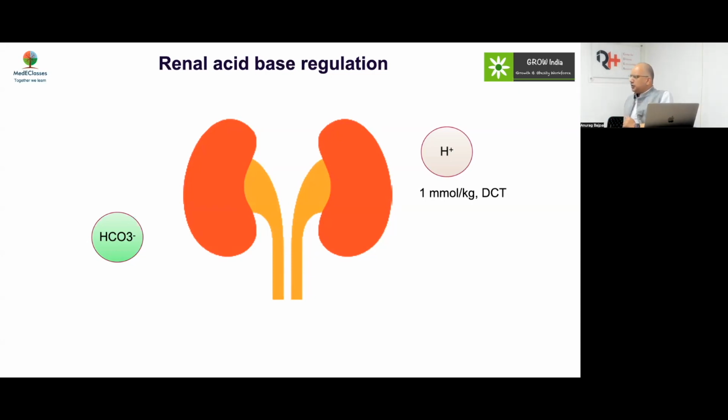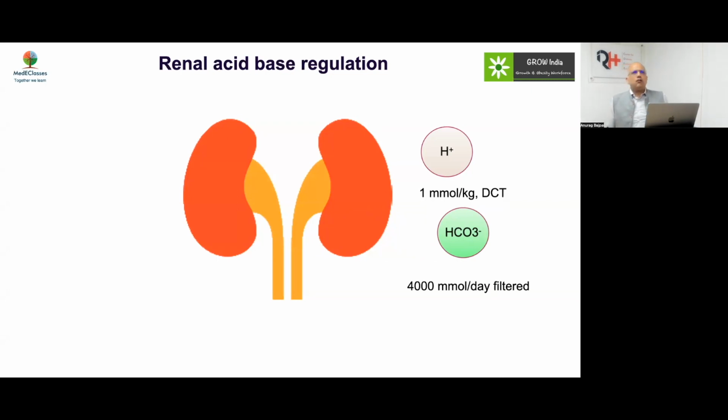Now the second agent is bicarbonate, which is much easier in terms to filter. So essentially a lot of bicarbonate is filtered every day. For an adult, we are talking about 4,000 millimoles per day, approximately 70 millimoles per kg per day. So it's like a huge amount of bicarbonate which is filtered, but most of it is reabsorbed. So only 1% will be excreted.